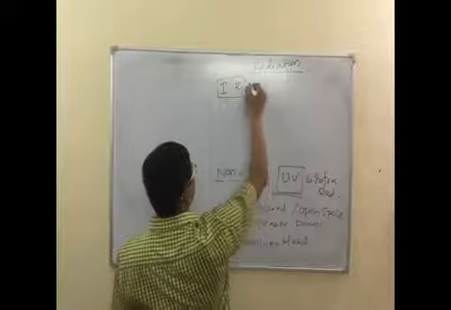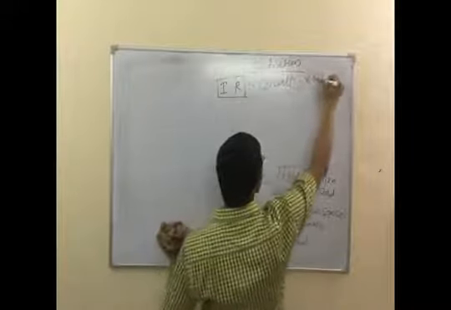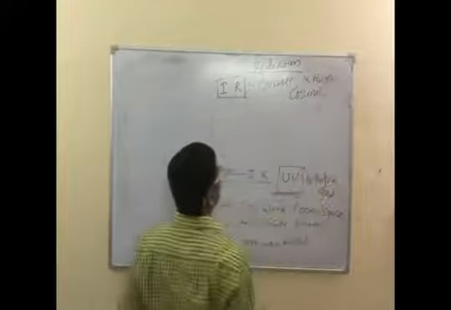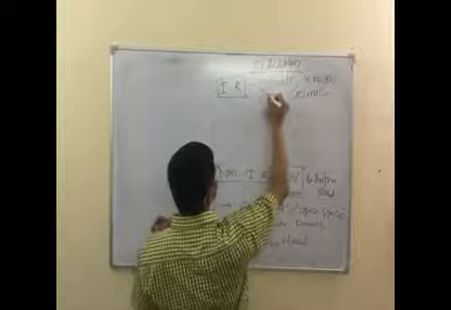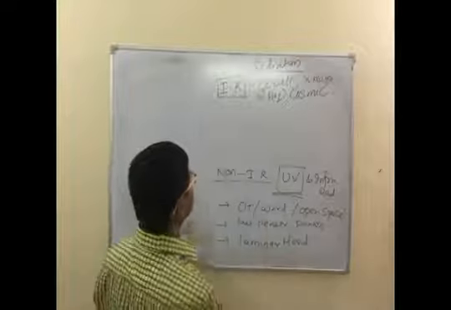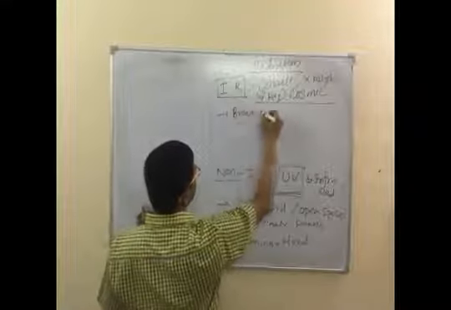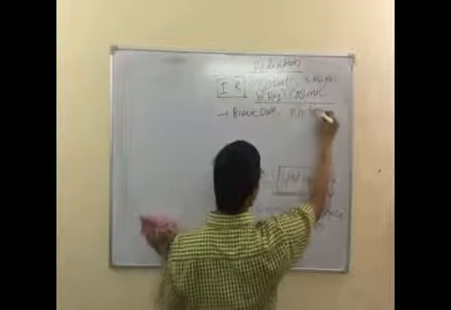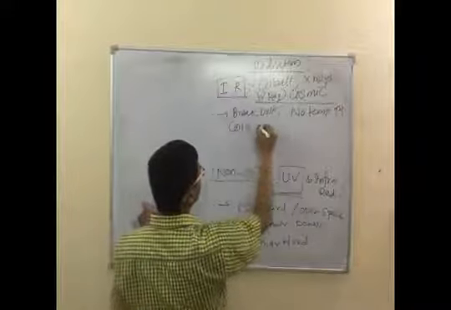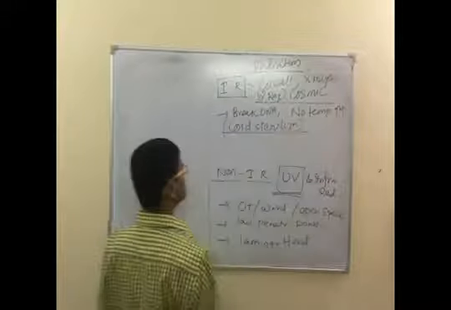Examples of ionizing radiation are cobalt rays, X-rays, cosmic rays, etc. Gamma rays, cobalt rays, are examples of gamma rays. So all these are examples of ionizing radiation. The mechanism is they break the DNA without a rise in temperature. There is no temperature rise in ionizing radiation, hence it is also called cold sterilization.